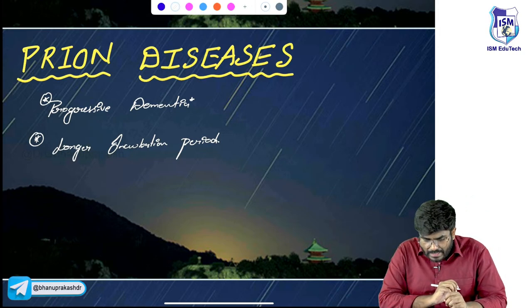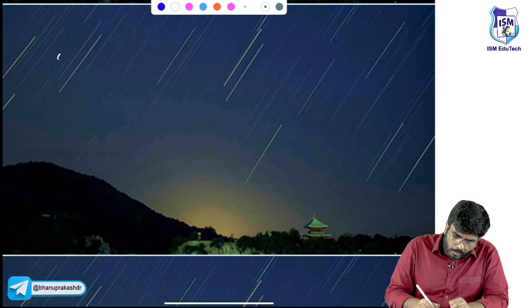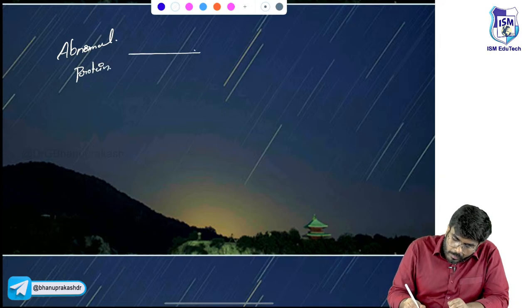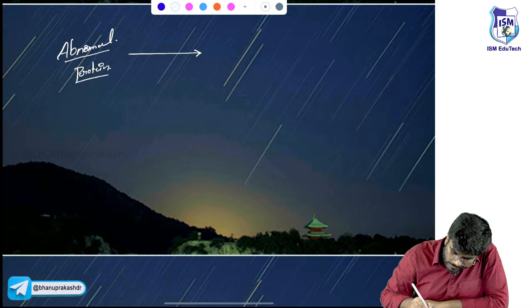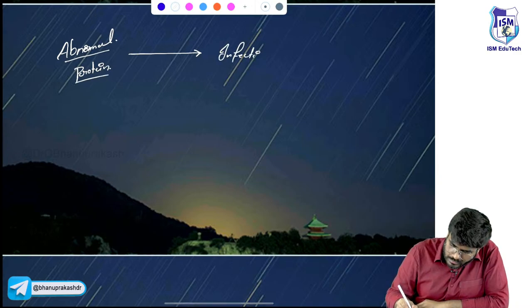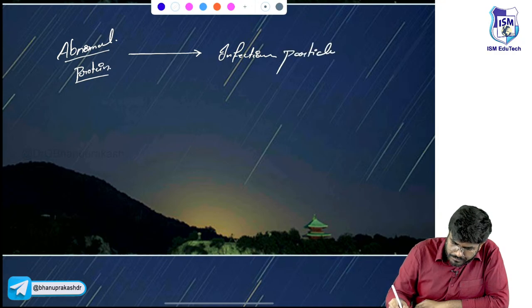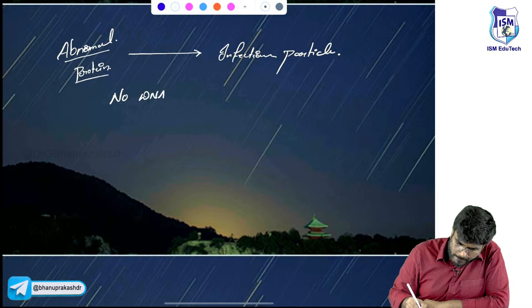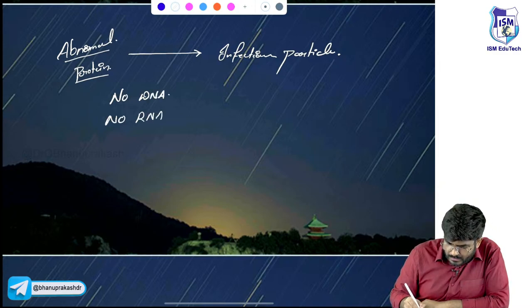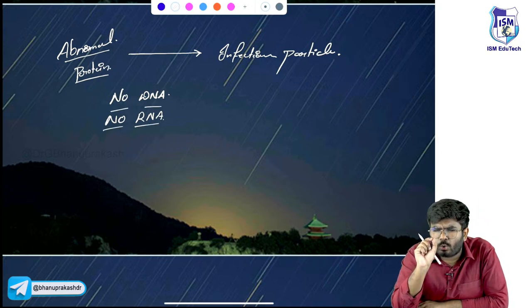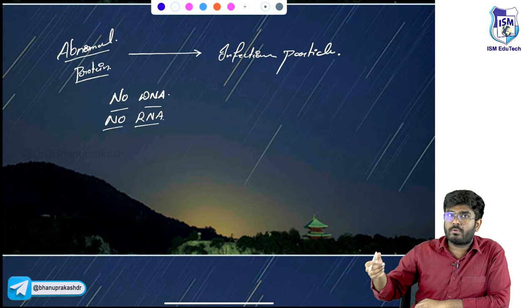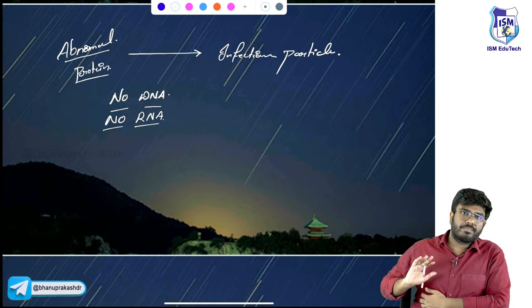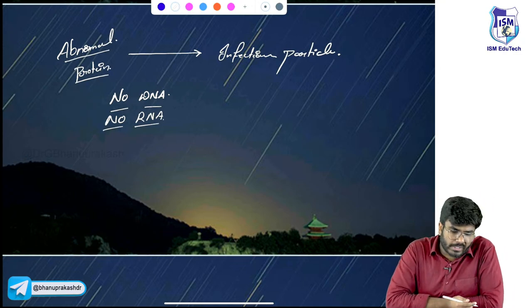See, what exactly happens in prion disease is, there is this abnormal protein. Now, this abnormal protein is acting like an infectious particle. How it is acting like an infectious particle, I will explain to you. There is no DNA, no RNA, no cell membrane, nothing. It's just a protein. It is going to be infective to you, me, everyone who gets into contact with that particle. So the infectious particle is a protein.